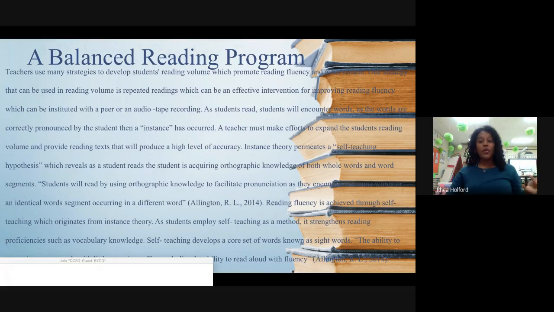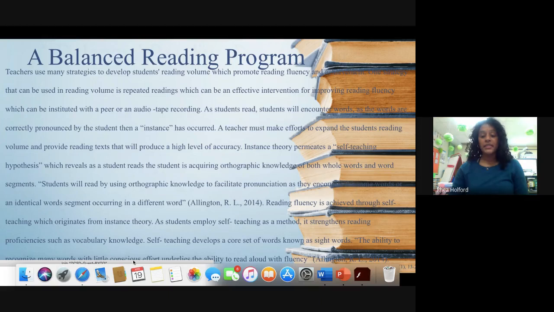Instance theory permits a self-teaching hypothesis, which reveals as a student reads, the student is acquiring orthographic knowledge of both whole words and word segments. Students will read by using orthographic knowledge to facilitate pronunciation as they encounter words or an identical word segment occurring in a different word. Reading fluency is achieved through self-teaching, which originates from instance theory. As students employ self-teaching as a method, it strengthens reading proficiency such as vocabulary knowledge. Self-teaching develops a core set of words known as sight words. The ability to recognize many words with little conscious effort underlies the ability to read aloud with fluency.